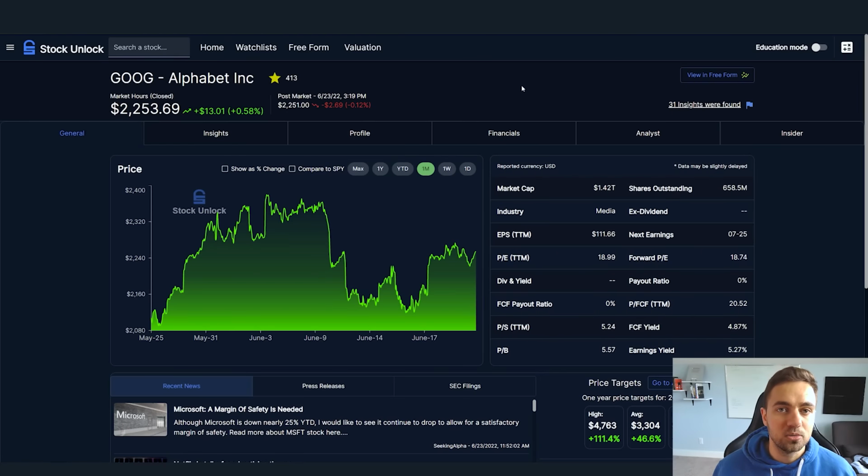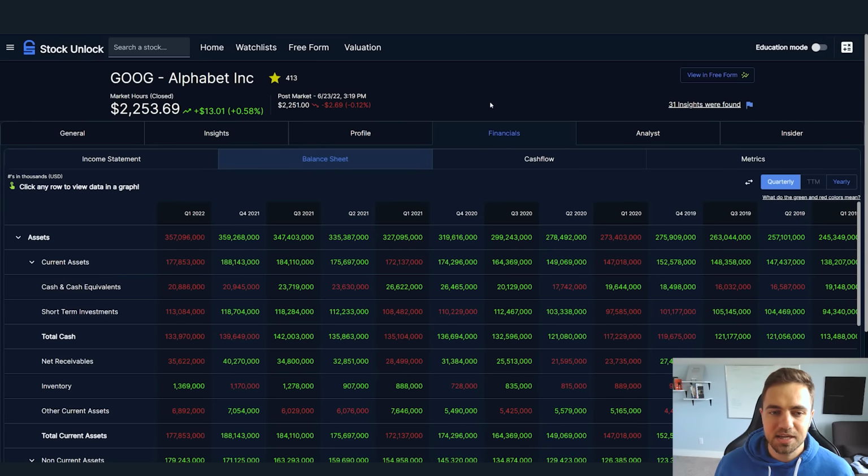So we're going to be taking a look here at Google Stock on Stock Unlock, and how you get to a company's balance sheet is you hit on the Financials tab right here, and then you hit on the balance sheet. We are already at Google's balance sheet, so I don't need to click again or anything like that.